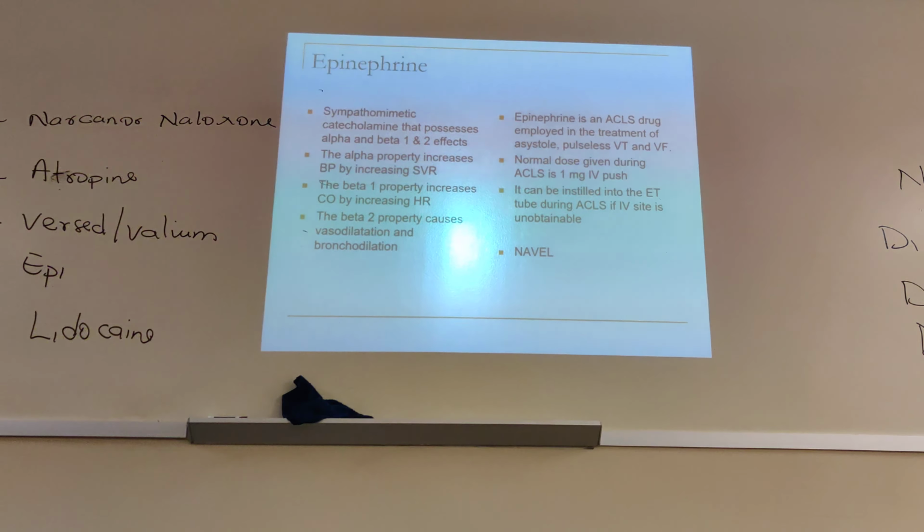Usually, if you want to give any of them through the ET tube, you're going to double the dose. You double the dose, and then you rinse it down with about 10 milliliters of normal saline. So you've got to trickle all the way down the ET tube into their lungs. All these drugs here are absorbed from the lungs, so that's why we do it that way. Any questions?